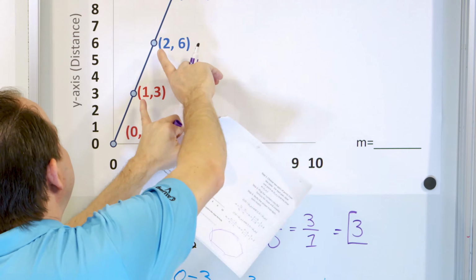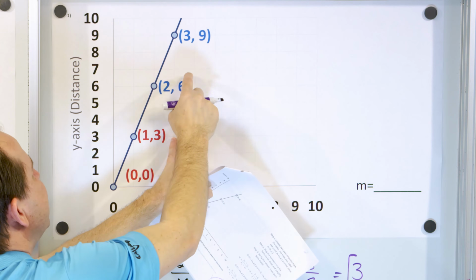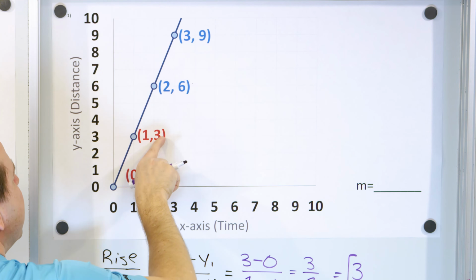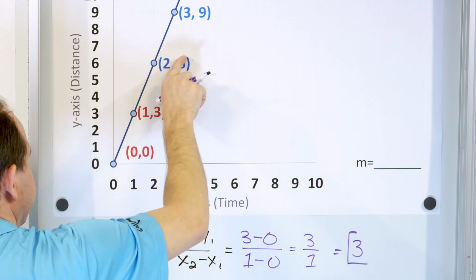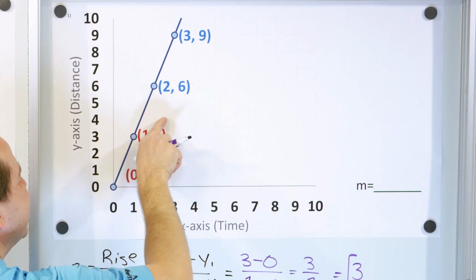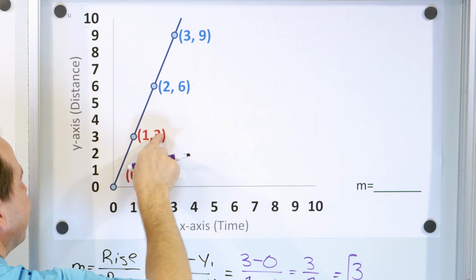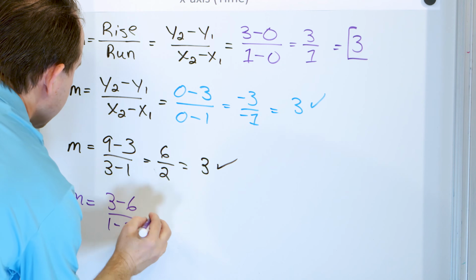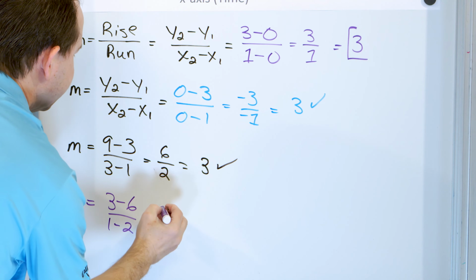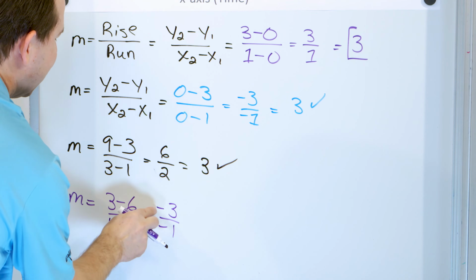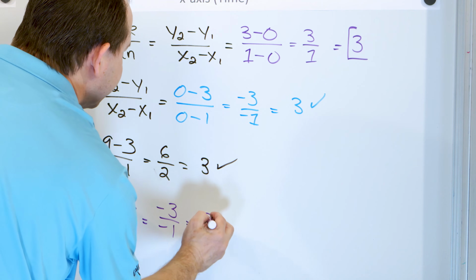Let's use these interior 2 points, but let's not pick this as point 2. Let's pick this as point 2, so we'll subtract this way. 3 minus 6 for the y value, 3 minus 6 for the y2 minus y1. We have to go the same direction, 1 minus 2. So we're subtracting this way for y, this way for x, 1 minus 2. 3 minus 6 is actually negative 3, and 1 minus 2 is negative 1. Negative divided by negative is positive, and we get a 3.